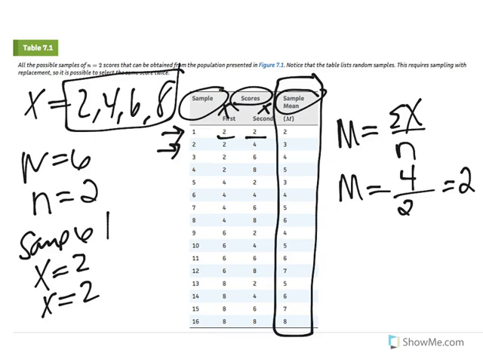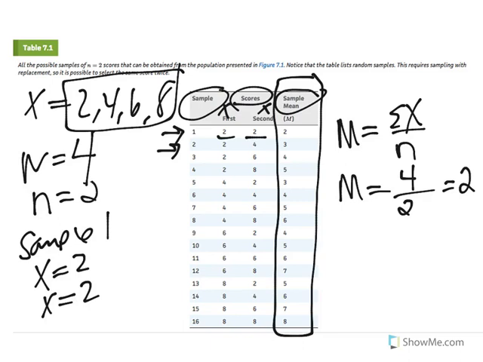I'm sorry, I keep saying 6 and I just realized I'm probably confusing you. I've made a mistake. The population size is equal to 4, and I'll have to go back and check what I had indicated before. I'm sorry about that. So the population is equal to 4 scores. We have 4 original scores in the population, not 6. And we're constructing samples of size 2 scores. So that's why lowercase n is equal to 2.